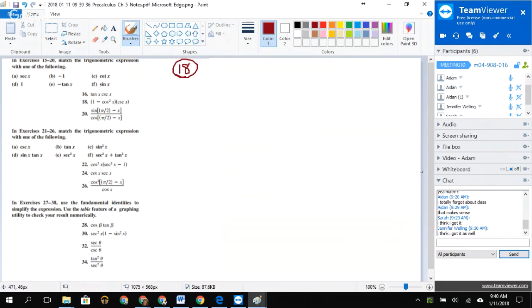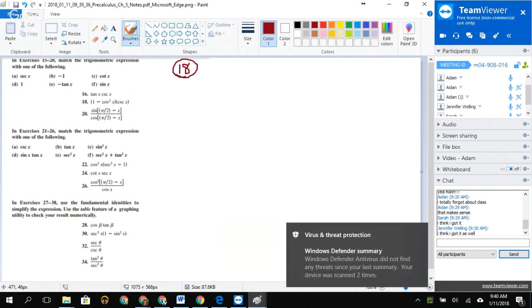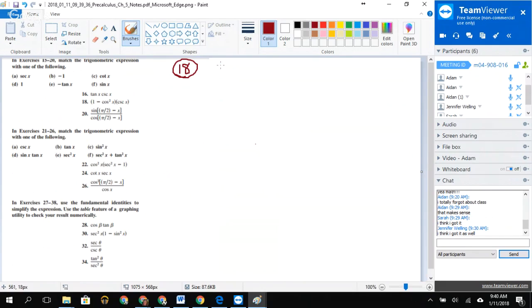and this is where it might be helpful to have that first sheet of notes, your fundamental, well, that's nice. It just told me I didn't have any threats to my computer.